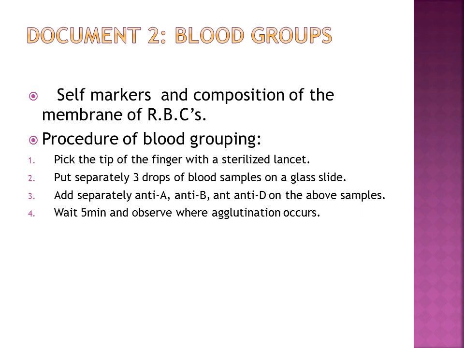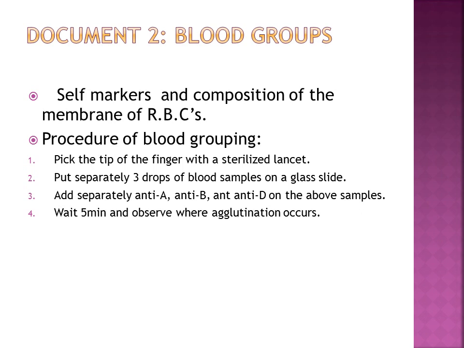Okay? If agglutination occurs with anti-A, then the blood group is A. If agglutination occurs with anti-B, then the blood group is B, and if agglutination occurs with anti-Rh, then the individual is positive. If no agglutination occurs with anti-Rh, then he is negative. Note, blood group O is a universal donor, while blood group AB is a universal recipient.